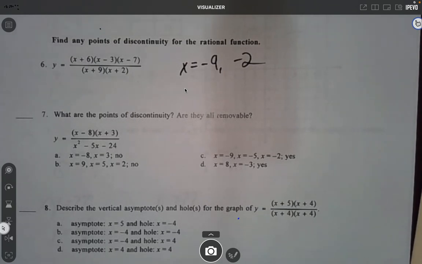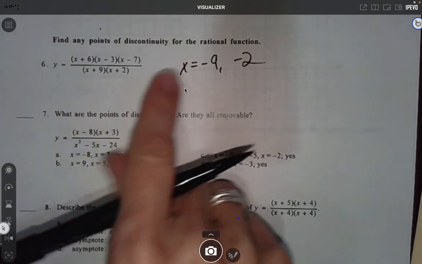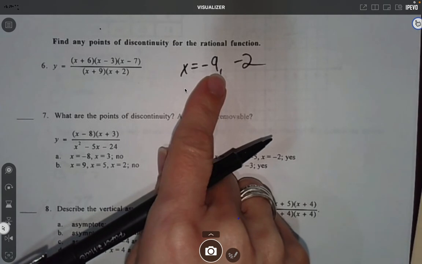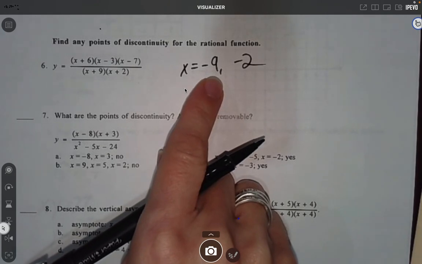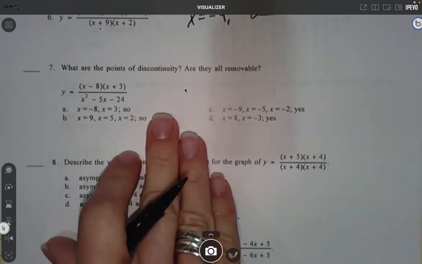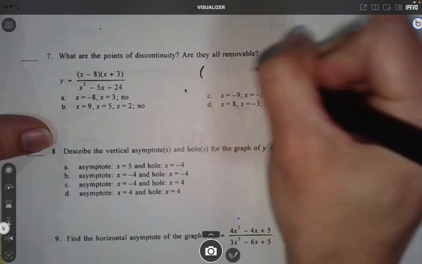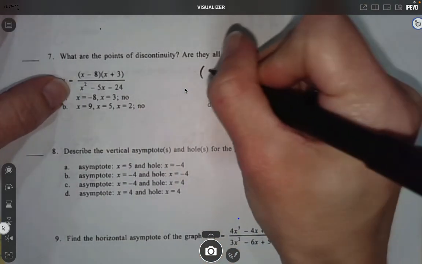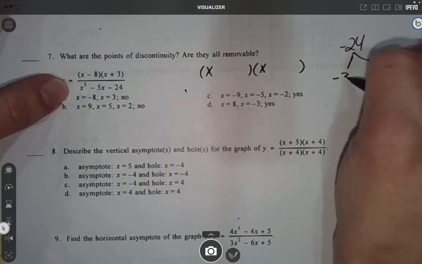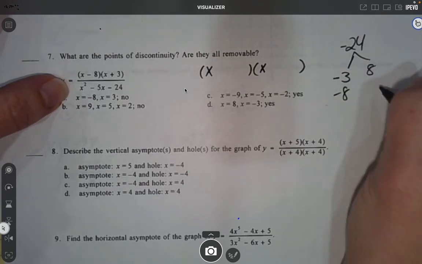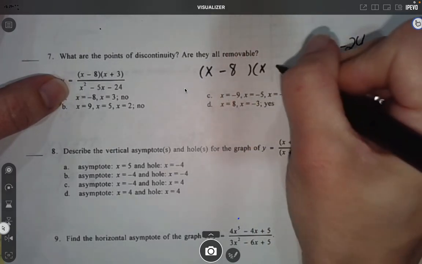You just look at the ones on the bottom. That's where your denominator can't be 0. These 2 points could be an asymptote or a hole. In this case, they are both asymptotes. All right? Now, the next one, what are the points of discontinuity? What do I have to do real quick with that denominator? Factor it. So let me just factor right here. I'm going to put x and x, and it's -8 and +3. I wrote it wrong at first. So that's why I would put -8 and +3.